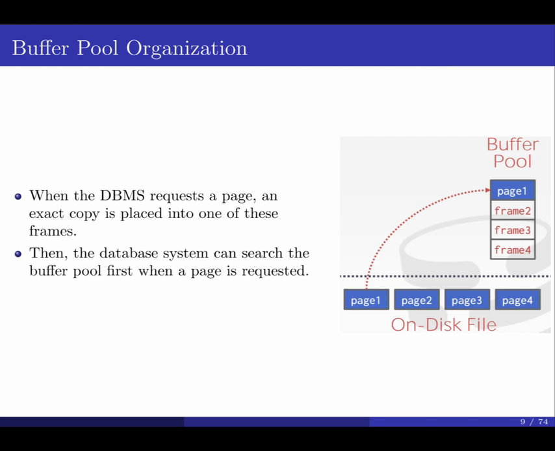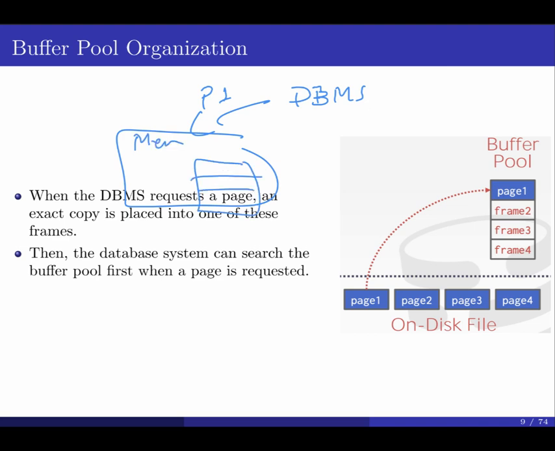Let's say you have the database management system. You say, okay, I need, for example, page one. We have the memory here, and this is the buffer pool, okay? It has frames. If the page exists here, it's going to say, here you go, this is the address. If not, you have to fetch it from the disk and put it in one of the frames, and after that reply and say, here you go, this is the page that you're looking for. Good.